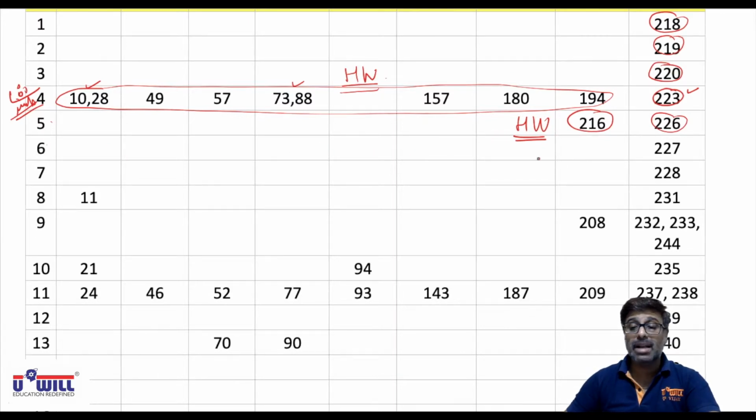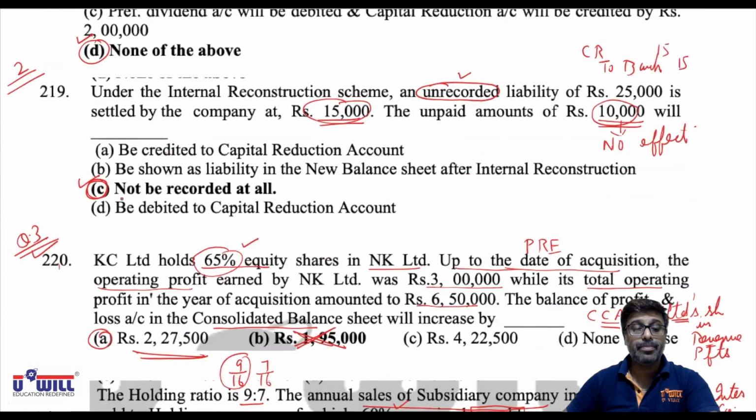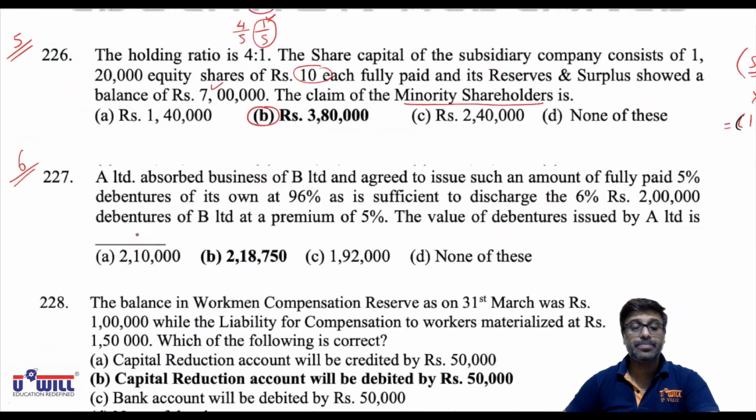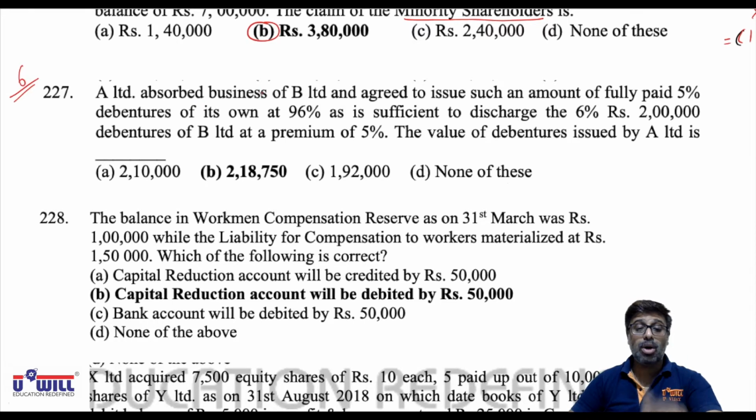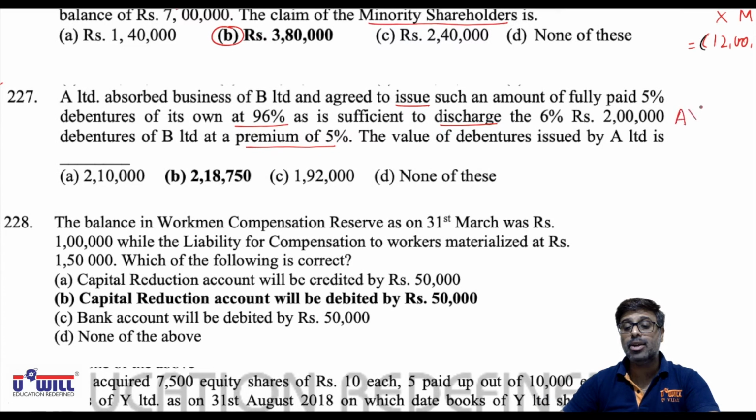Now, the sixth question I'll be taking up is question 227. So, look at it, everyone. A Limited absorbed the business of B Limited and agreed to issue fully paid 5% debentures of its own at 96%. Issue at 96% means you can say 4% discount. To discharge the 6% rupees 2 lakh debentures of B Limited at a premium of 5%. Discharge, we discussed earlier, will always give us the agreed value. The value of debentures to be issued by A Limited is.